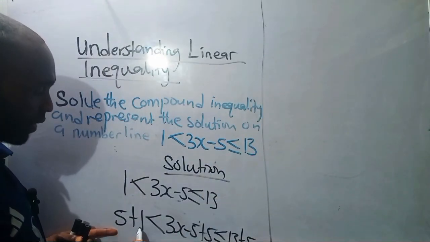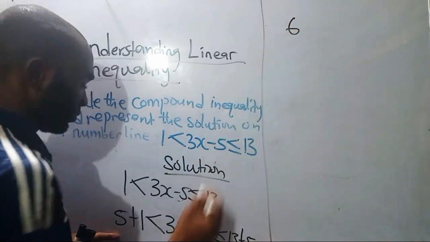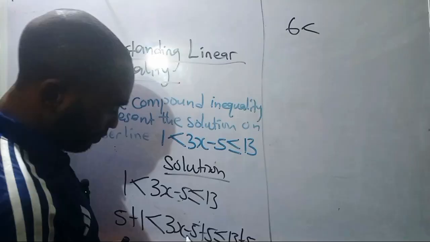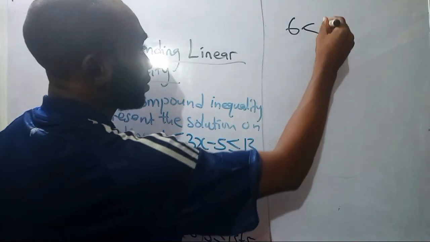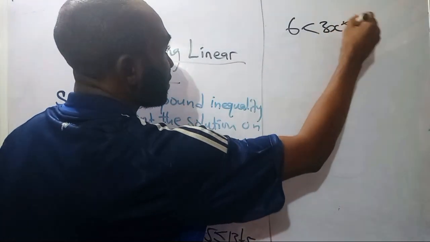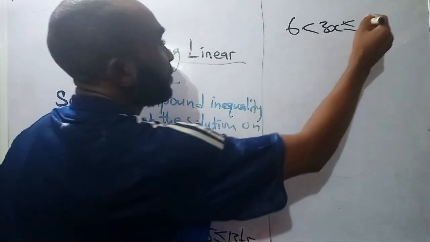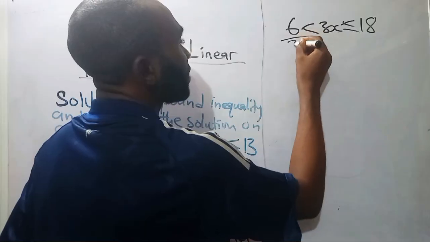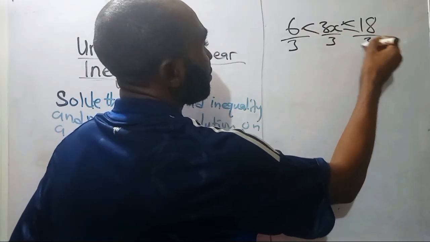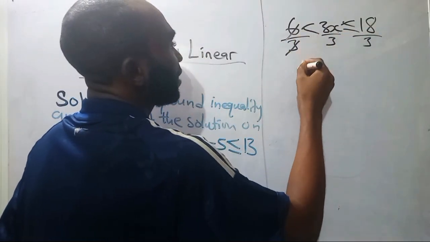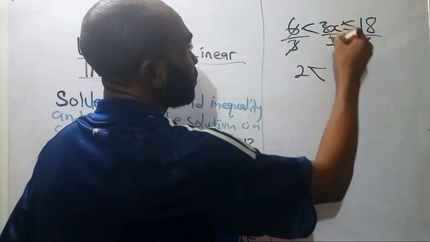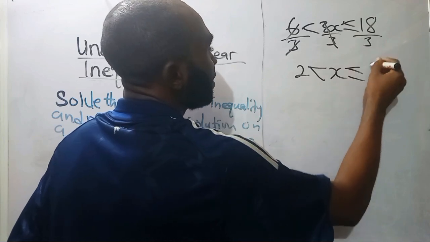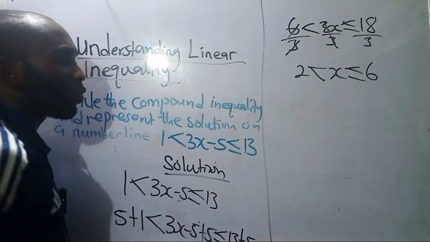With that, we now have, on this side, 5 plus 1 is 6. Then it's less than or equal to, minus 5 plus 5 gives us only 3x, less than or equal to 13 plus 5, that gives us 18. So we're looking for x. Divide both sides by 3. So 3 into 6 gives us 2, less than or equal to, 3 will take care of 3, x is less than or equal to 18 divided by 3, that gives us 6. So that is what we have there.